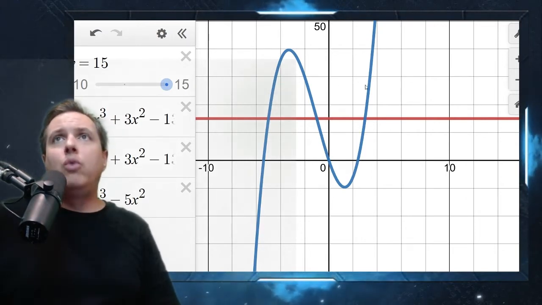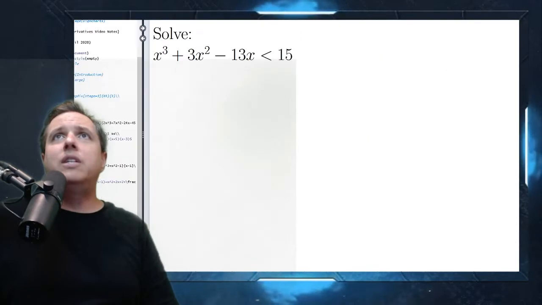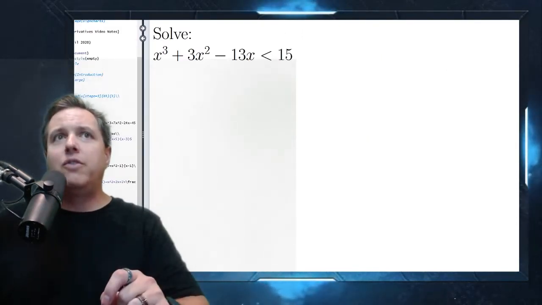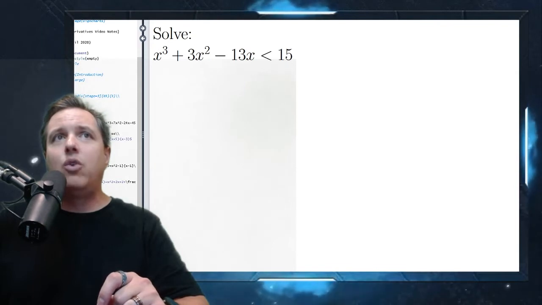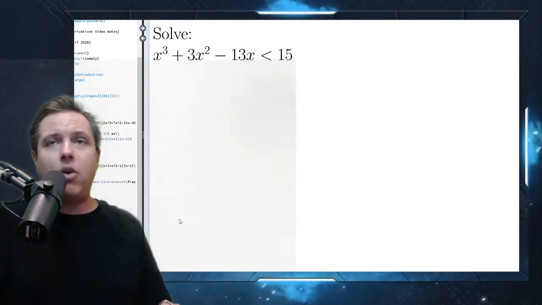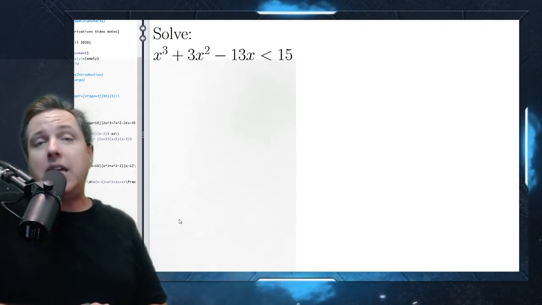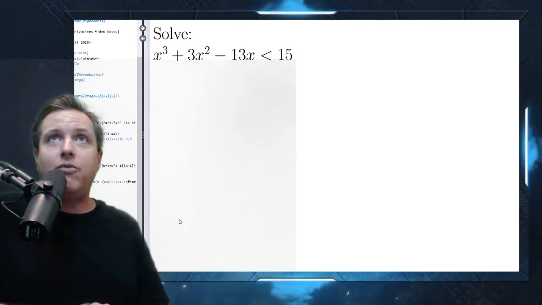So we looked here at the blue curve and the red line. Well, I want to show you something. One of the things we do when we're solving an equation is we try to get 0 on one side of that equation, right? That's a very common thing for us to do. Well, what if we tried to do that here with an inequality? Would that be a good idea or a bad idea? And the answer is, it's a pretty good idea. It's going to make things easier for us to do.